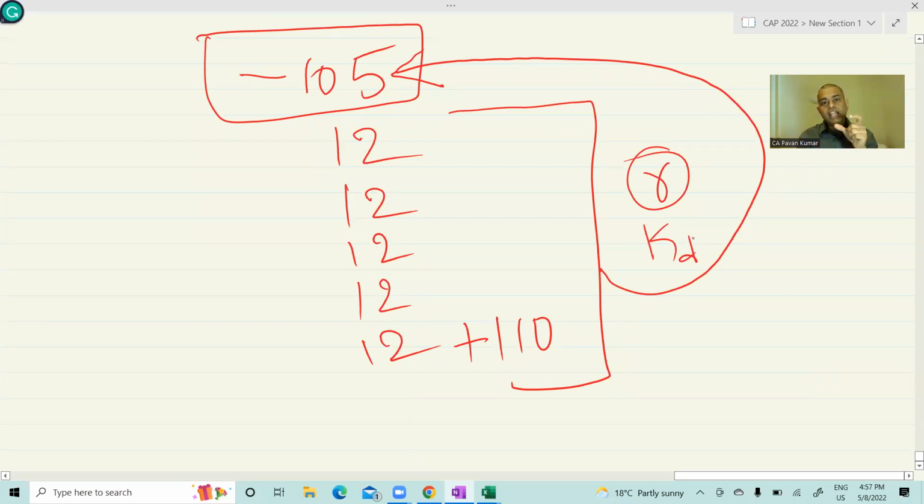The rate which equates the present value of future cash inflows with the present value of cash outflow is IRR. Same definition here. Here we are saying KD. Why, you know? Akshay, can you tell me why we are doing both in same manner?